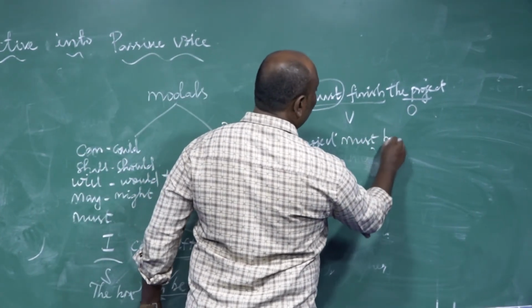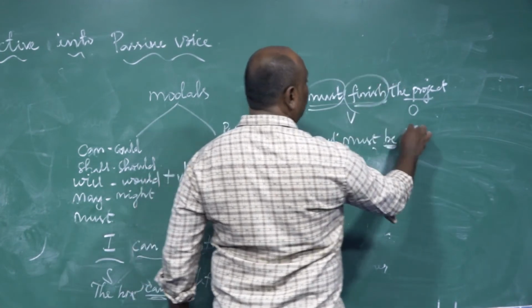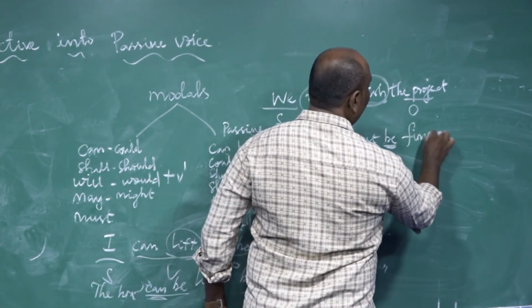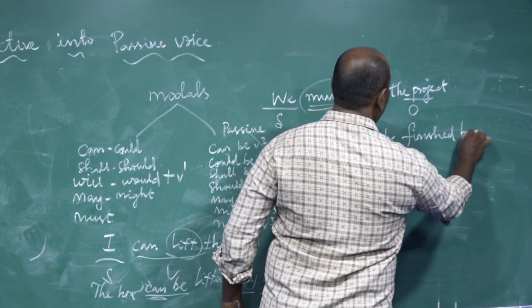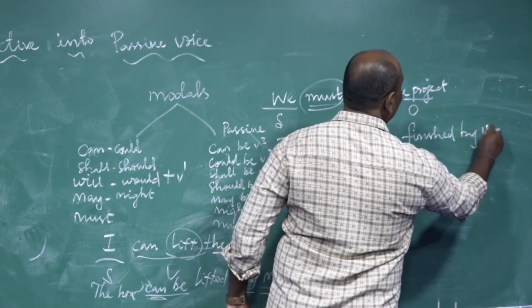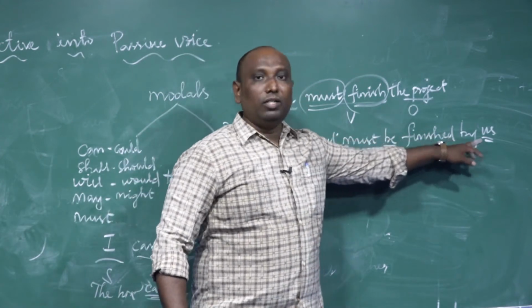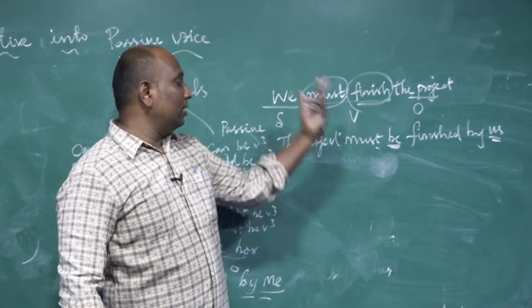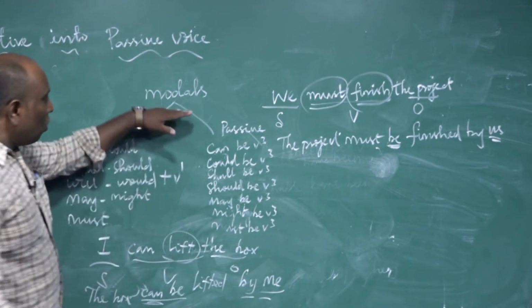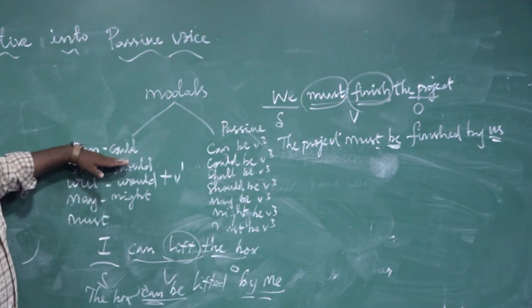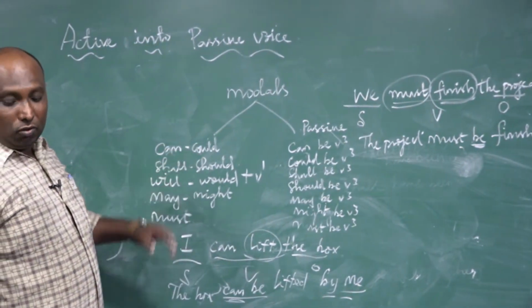Must plus be plus verb third form. What is the third form for finish? Finish, finished, finished. By, we will change it to us. So what is the objective pronoun for we? Us. When it comes into the object place, it has to be changed to us. So remember this while you are writing modals. These things we have to write.